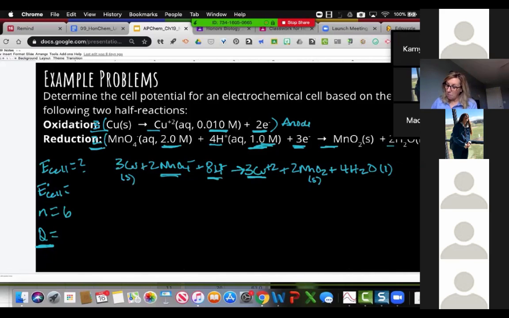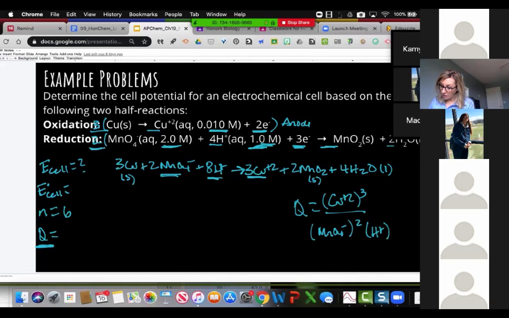Okay, so when I set up my Q, it's going to be Cu plus 2 raised to the third power over, let's see here, MnO4 minus raised to the second, and then H plus raised to the eighth.